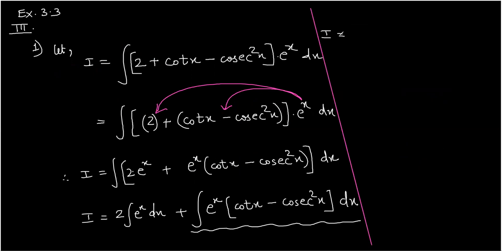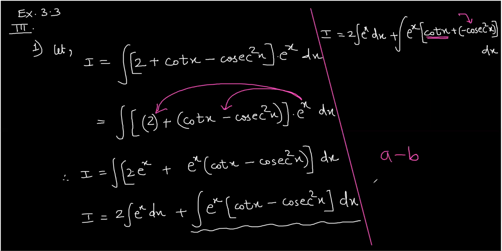So see here, I will write 2 times integral e raised to x dx, the first one, plus integral e raised to x, and inside the bracket, I have cot x minus cosec square x. I will write this as cot x plus minus cosec square x, dx. So see what I have, f of x plus f dash x. If I have a minus b, I have full right to write a plus minus b. So this is how I wrote it.